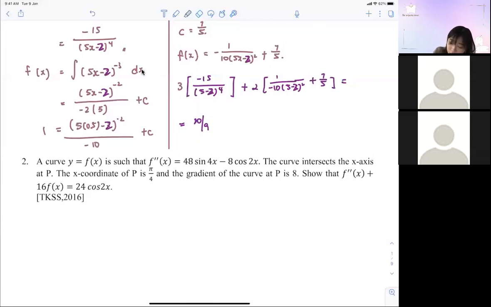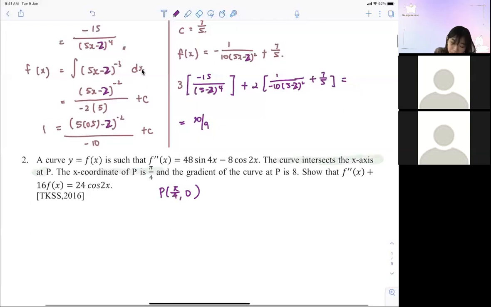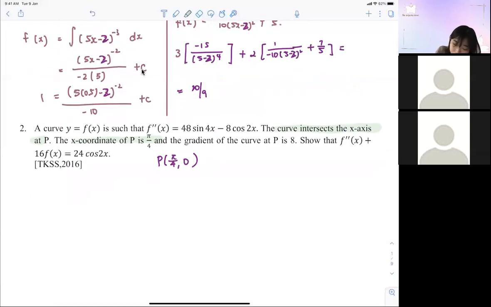Okay, so this question says that the curve intersects the x-axis at P. That means the y-coordinate is 0 and the x-coordinate is pi over 4. So you know that P is (pi over 4, 0). Then they tell you that the gradient at P is 8. That means dy over dx when x is pi over 4 is 8. Okay, you've got 2 clues now. I condensed it for you.